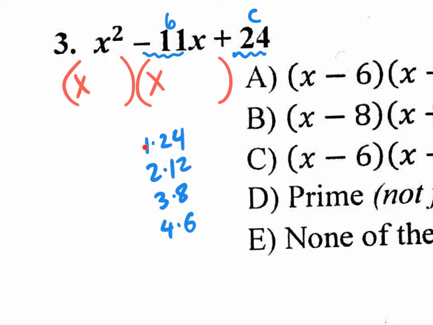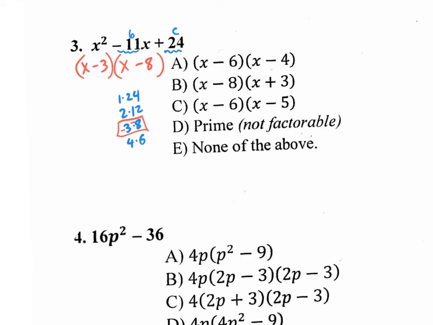So if I combine 1 plus 24, I'll get 25. Is this number 25? No, it's negative 11. If I add 2 and 12, what do I get? 14. Is this 14? No, it's negative 11. 3 and 8. If I add 3 and 8, what do I get? I get 11. And this is negative 11. So I have the right numbers, I just have the wrong signs. So let's change it to a negative 3 and a negative 8. Then that'll be the right combo. And you simply plug them in, put a negative 3 right there, a negative 8 right there, and you're done. It's the easiest type of question we could have on this test, I think.